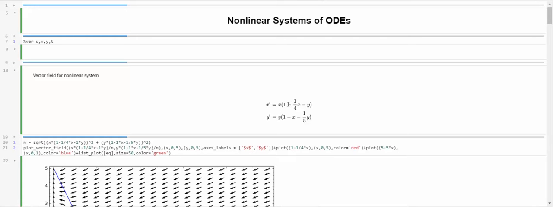If you ignore the 1/4 x and the y here, you notice that you get x prime equals x. The solution of that is exponential growth. You can solve that by separation of variables. You're going to get e to the t here. And so if this x was by itself, it would just grow unchallenged. Similarly, y would grow unchallenged.